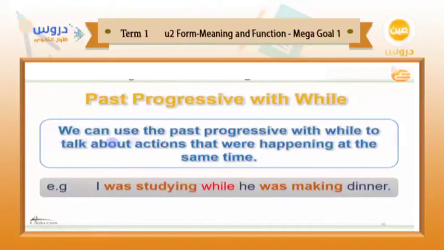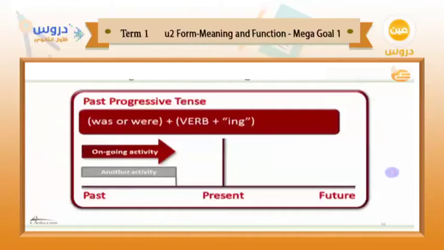Okay, so we can use the past progressive. Here we go with the past progressive with the word while. Actions that were happening at the same time. He was making dinner. I was studying while he was making dinner. Here we go with the past progressive with while and also an example.